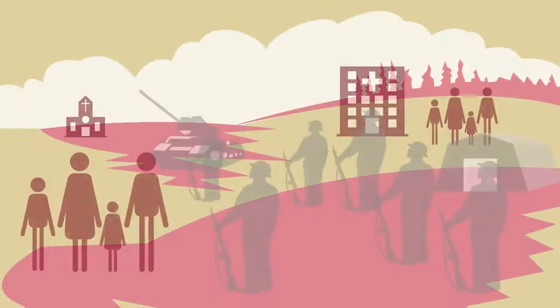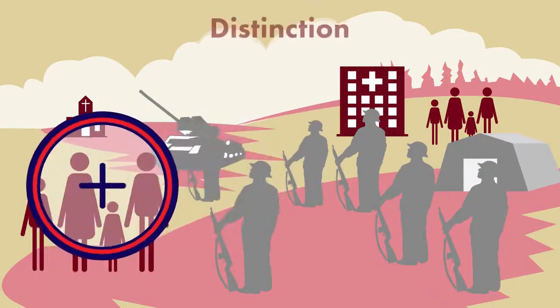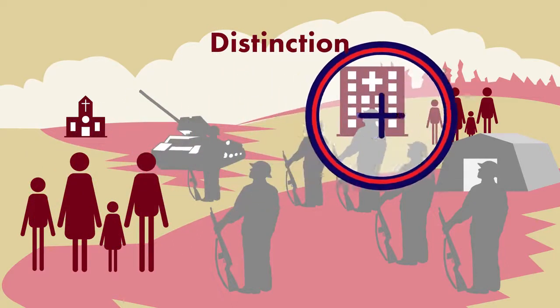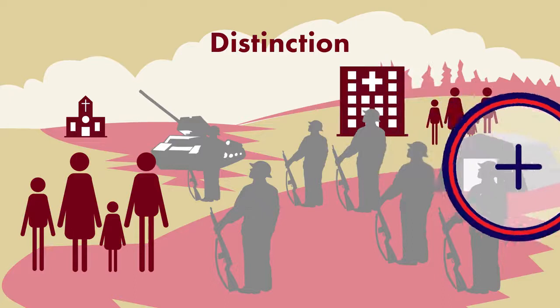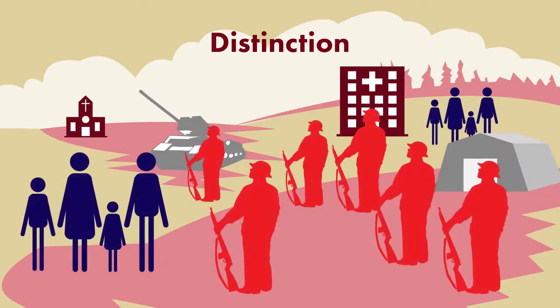Not everyone and everything on the battlefield can be targeted during an armed conflict. The principle of distinction, one of the four fundamental principles of international humanitarian law, IHL, requires the parties to an armed conflict to distinguish between civilians and combatants, and between military objectives and civilian objects. Military objectives and combatants can be deliberately targeted. Civilians and civilian objects can never be deliberately targeted.